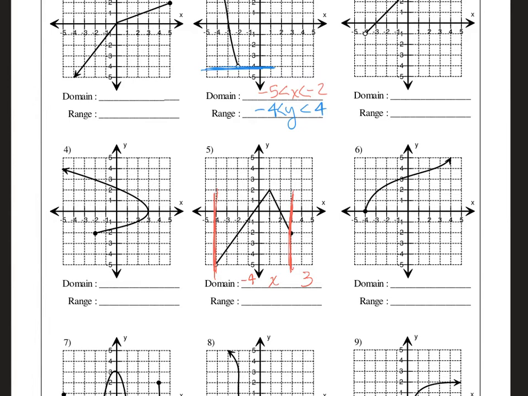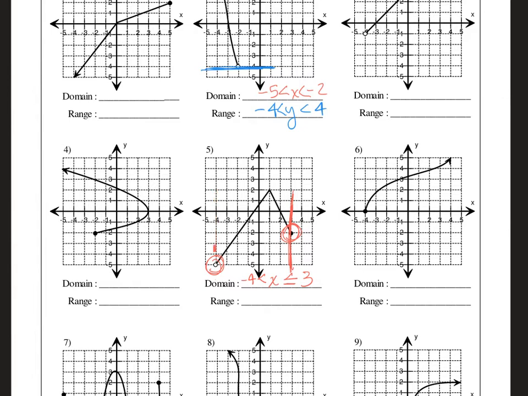Now, it's a little hard to see. Let me erase some of this, but you can kind of see that this is an open circle right here, so this would be less than. But this one on this end is a closed circle, that will be less than or equal to. All that means is that the 3 is included where the -4 is not.